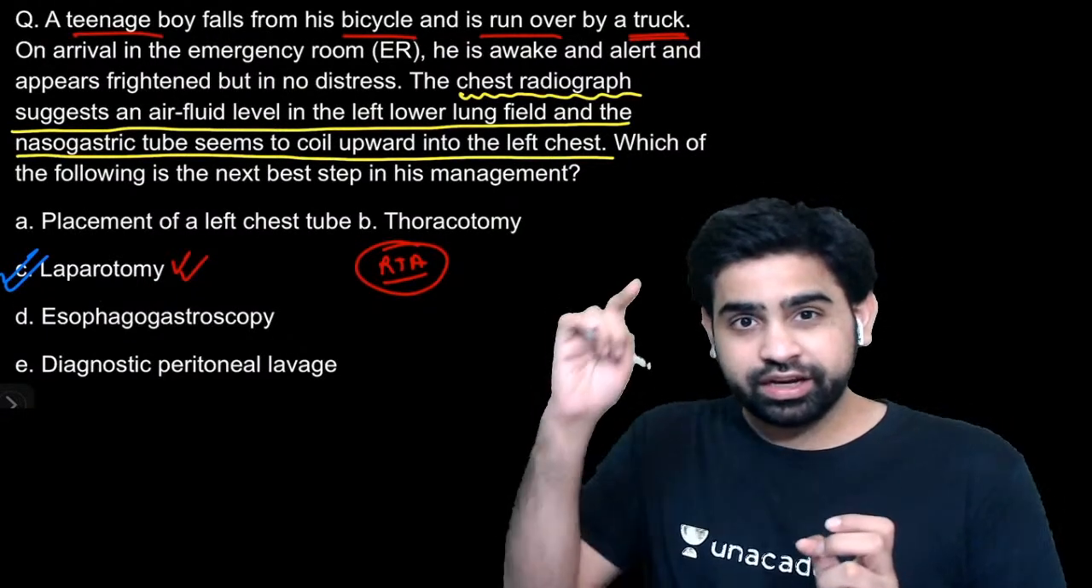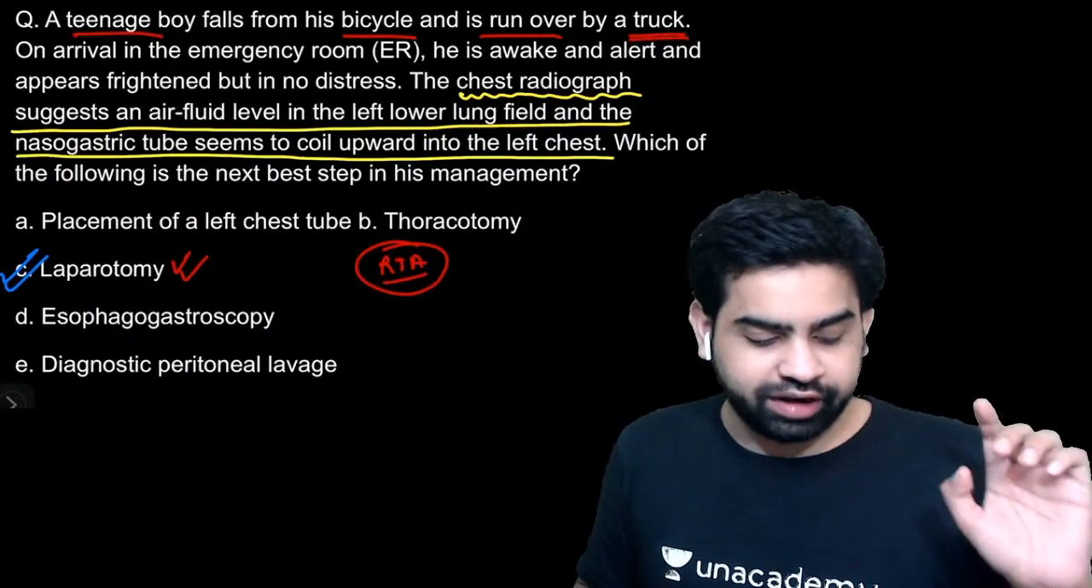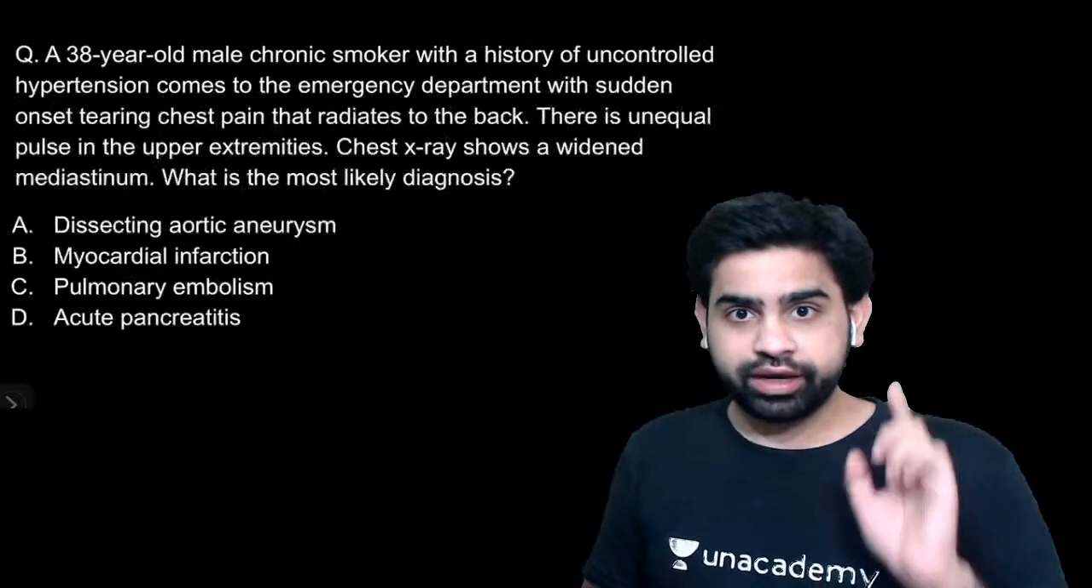The buzzword is basically the nasogastric tube. It is coiling in the left chest. Everybody's clear with this? The diagnosis is a diaphragmatic rupture, and that is what you get in this, right? Let's move on to the next question.